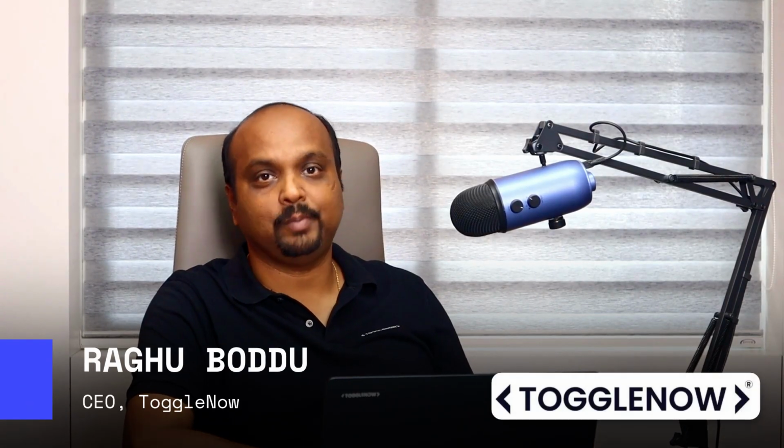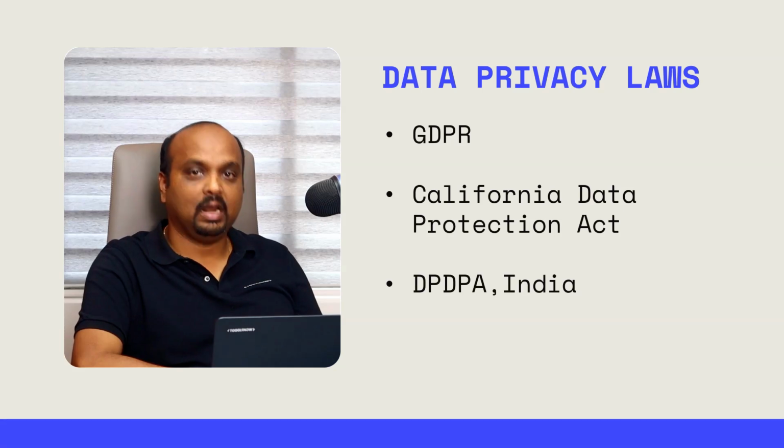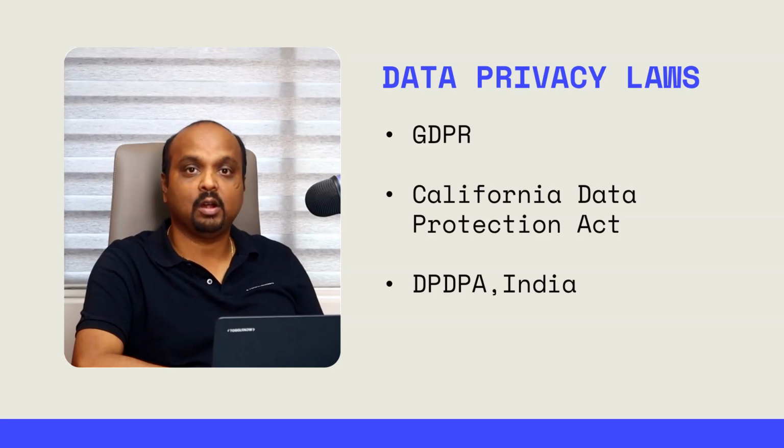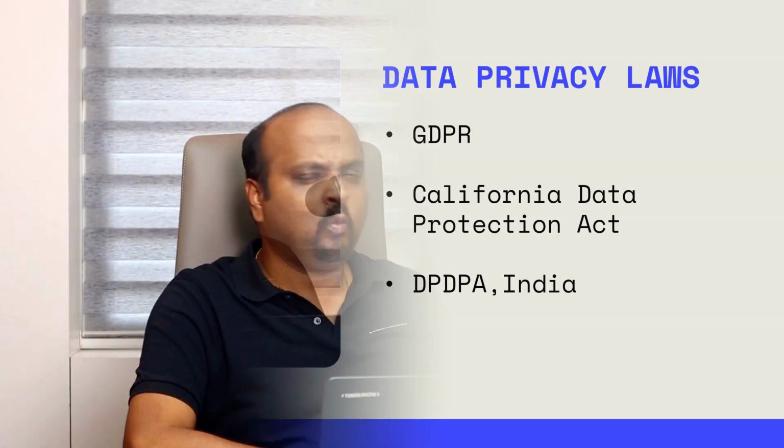We are hearing about data protection in the recent past, wherein every country has brought their own data protection or data privacy laws, such as GDPR and the California Data Protection Act. Now, India has got its own data protection act, which is called the DPDP Act. Why do we need so many acts, or why are countries more concerned about data privacy and data protection?